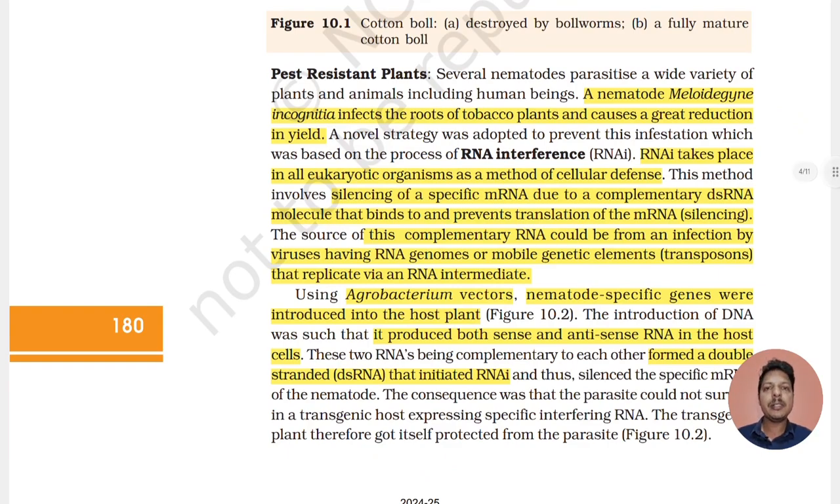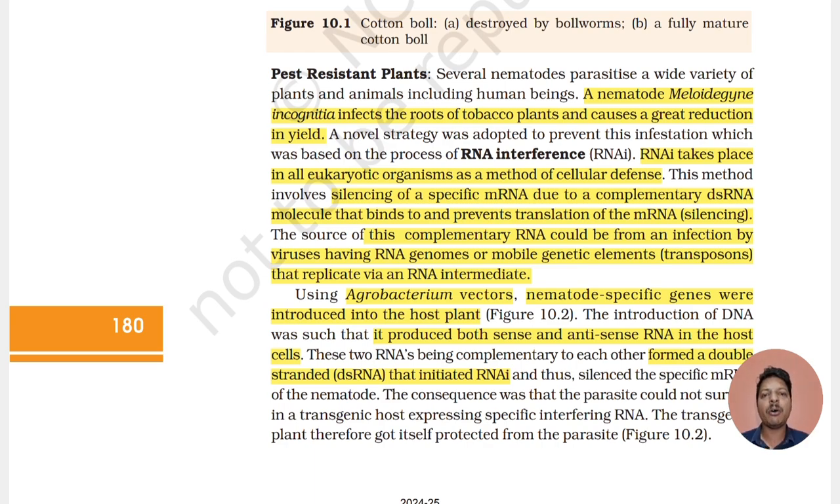Next, another example, pest resistant plants. Several nematodes parasitize a wide variety of plants and animals including human beings. A nematode, Meloidogyne incognita, infects the roots of tobacco plants and causes a great reduction in yield. A novel strategy was adopted to prevent these infections, based on the process of RNA interference, RNAi.